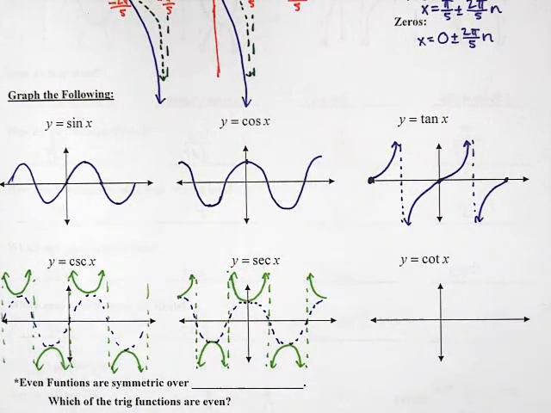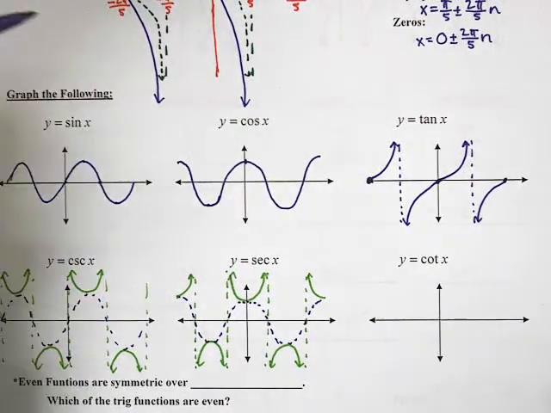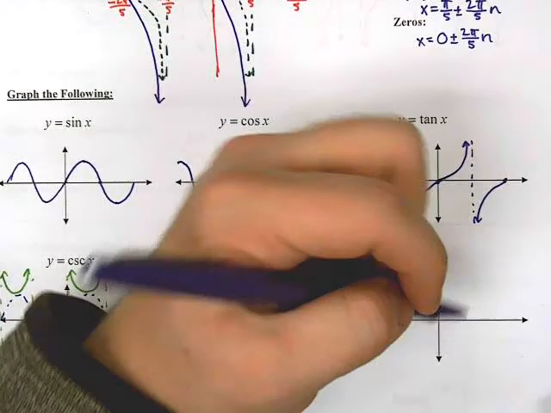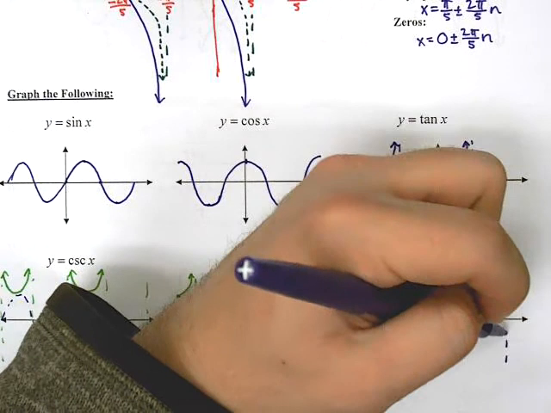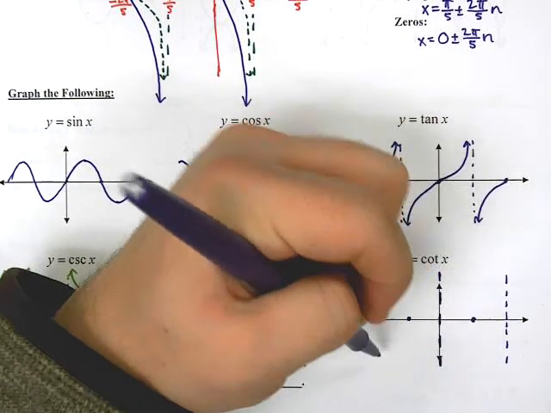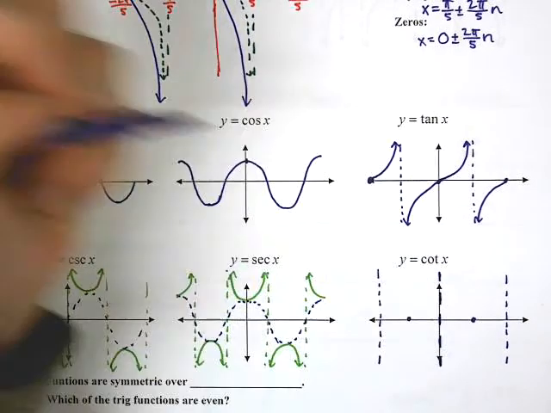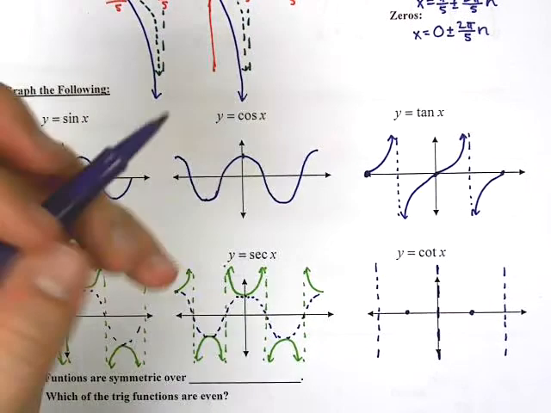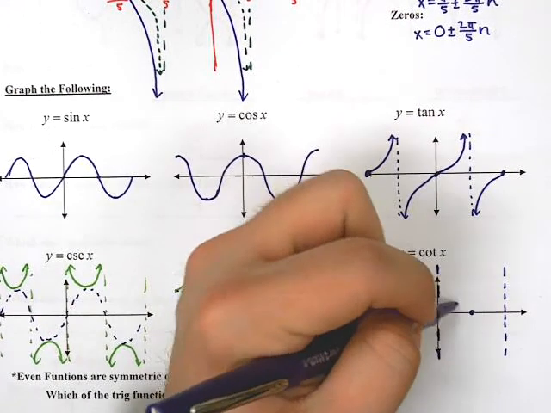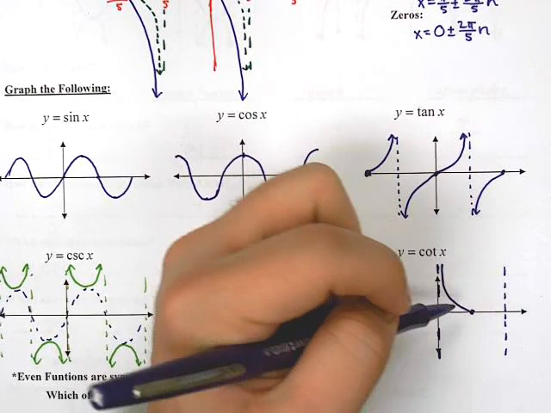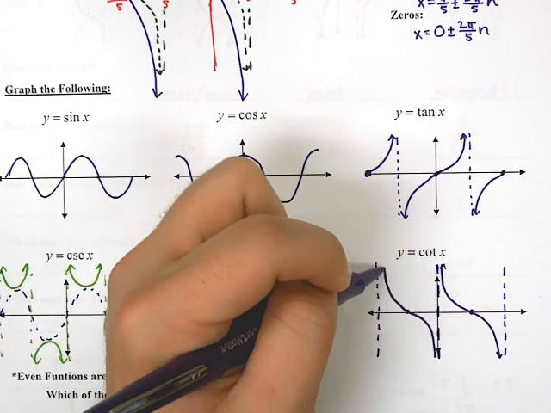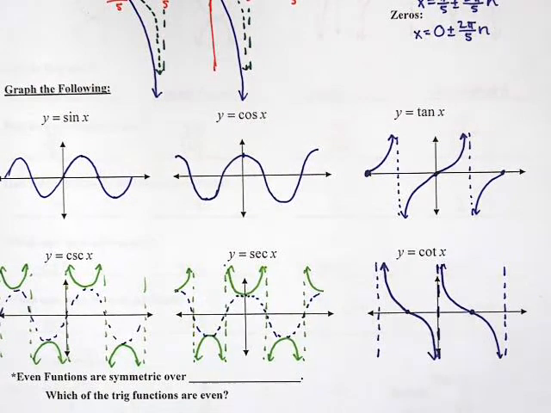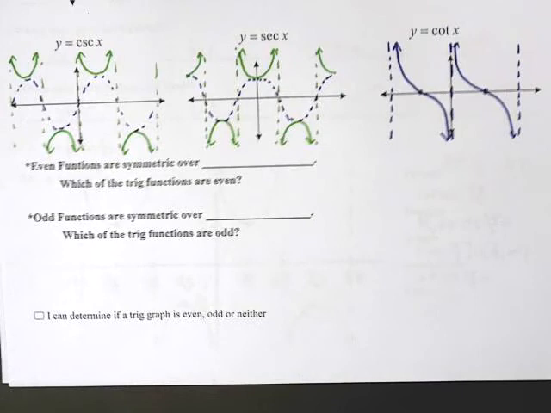Alright, with cotangent, you have to remember, now we're x over y. 1 over a 0, that's undefined. So asymptote, point, asymptote, asymptote, point, asymptote. And then we ask ourselves the same question: where are we positive, where are we negative? Quadrant 1, we're positive, so we have to grab this point, and then we're negative in quadrant 2. So something like that.